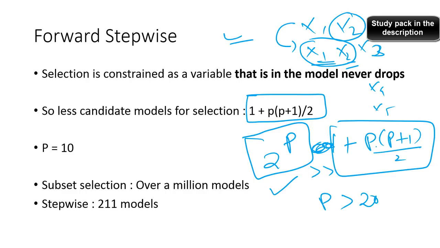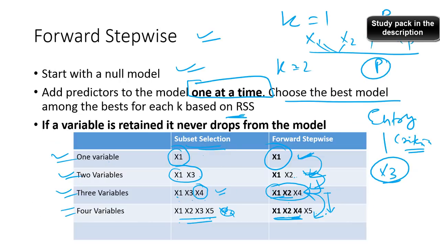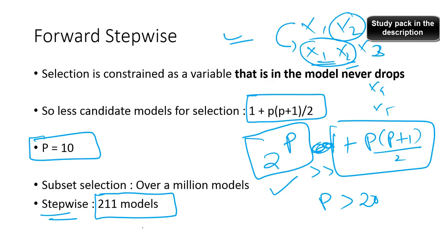This is very easy, right? So when p equals 10, in forward stepwise that we just discussed, we have 211 models, whereas in subset selection, just because you have too many combinations and there is no constraint, right? Remember the constraint we talked about, that the third variable model has to be a subset of the fourth variable model. Similarly, the second variable model is a subset of the third variable model. That constraint is not there. Hence, in subset selection, we have over 1 million models. So estimating a million models is very tough, whereas estimating 211 models is comparatively much easier, right?